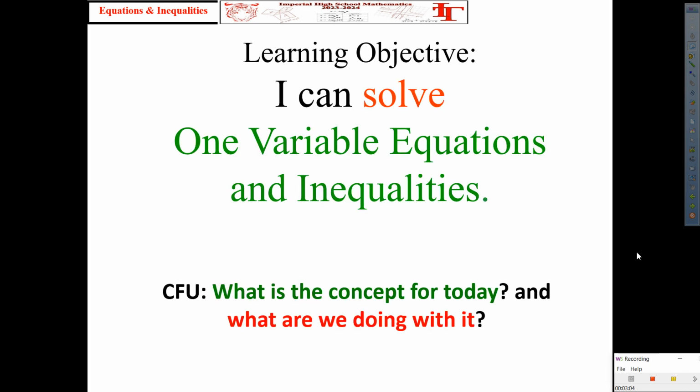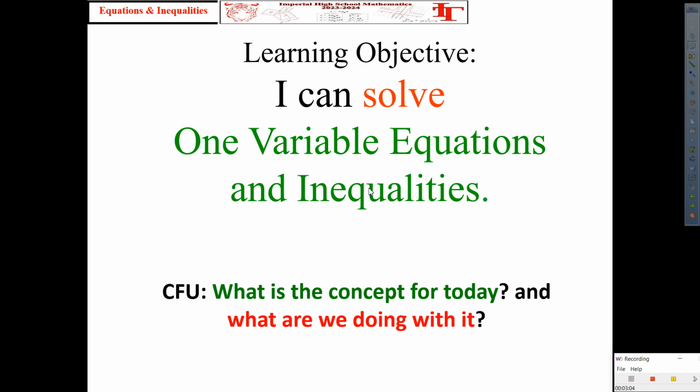All right, our objective for today: I can solve one variable equations and inequalities. I can solve one variable equations and inequalities. What concept are we still on? Tell your neighbor, please. Yeah, one variable equations and inequalities. That is correct. And what are we doing? We are still solving.